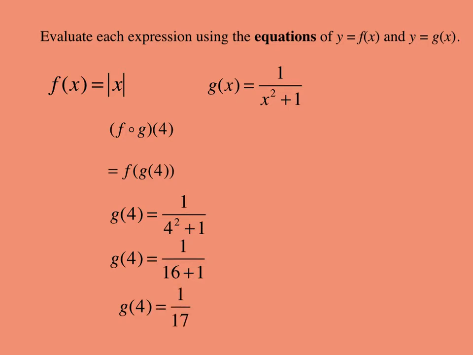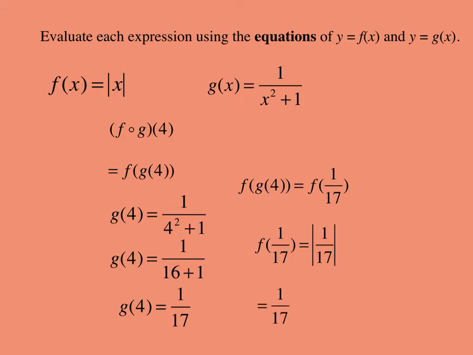That becomes my input in my f function. So f of 1/17 is equal to the absolute value of 1/17, which equals 1/17. Now we'll go back to the original problem and record our answer. F of g of 4 is equal to 1/17.